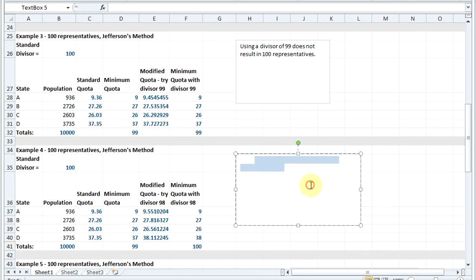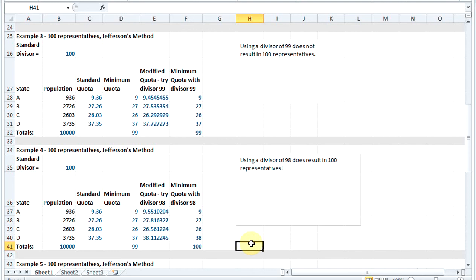In Jefferson's method, we want our minimum quotas to sum to the number of seats. So this would work. If we were using Jefferson's method, this is how we would split up our representatives among the 4 different states. State A would get 9, State B would get 27, State C would get 26, and State D would get 38.